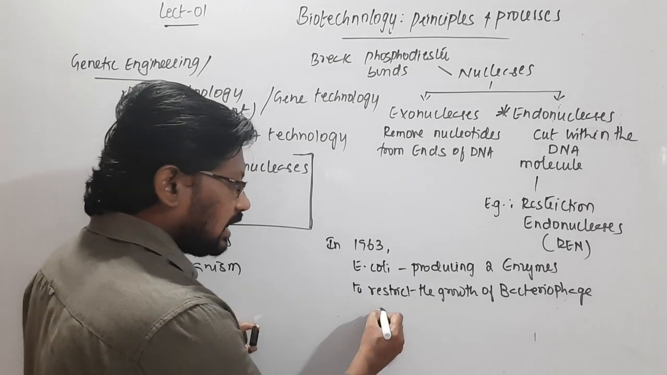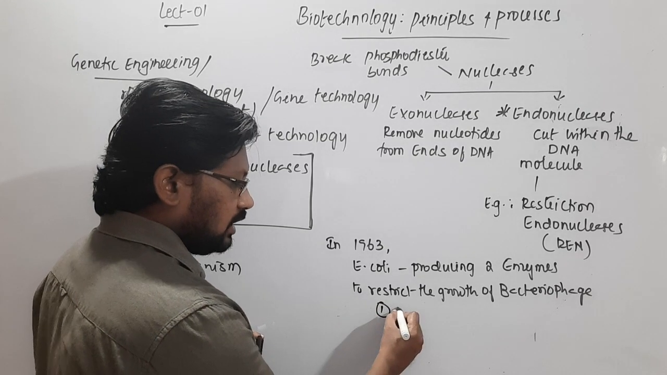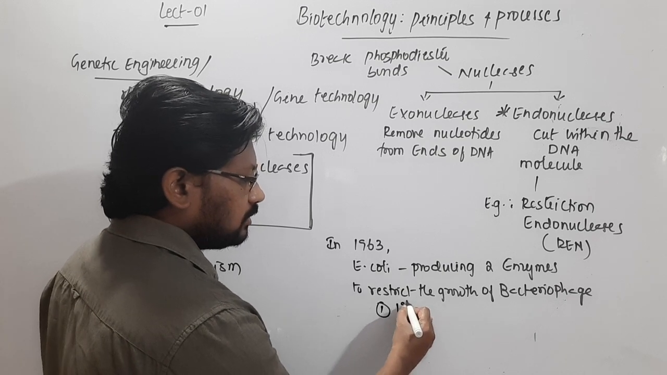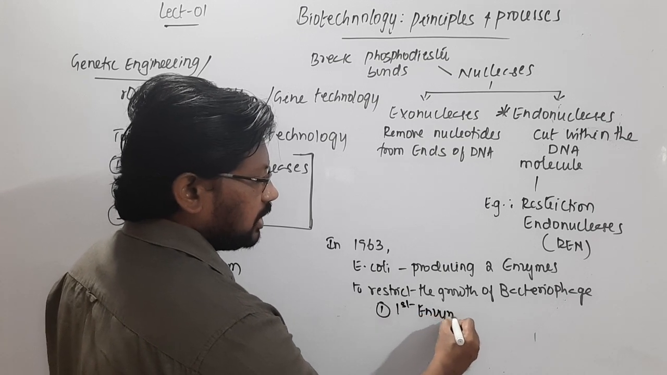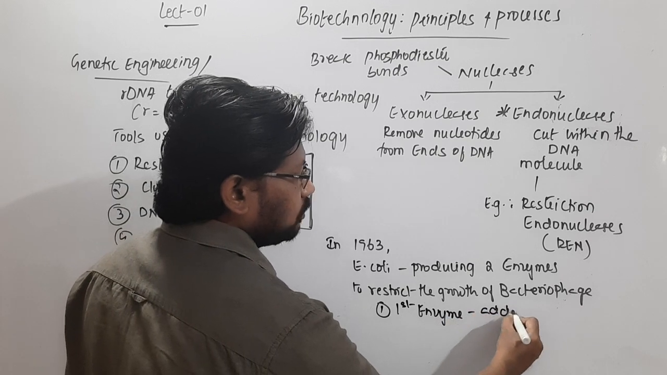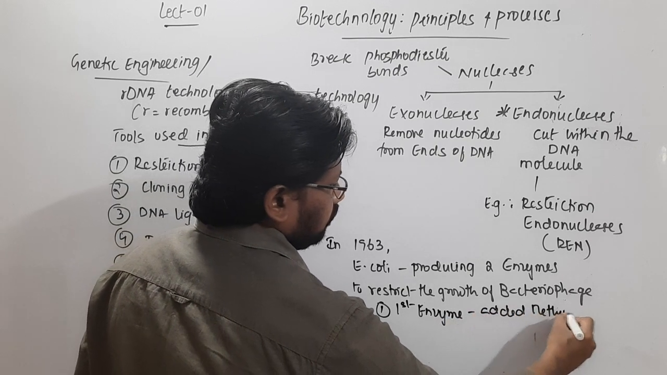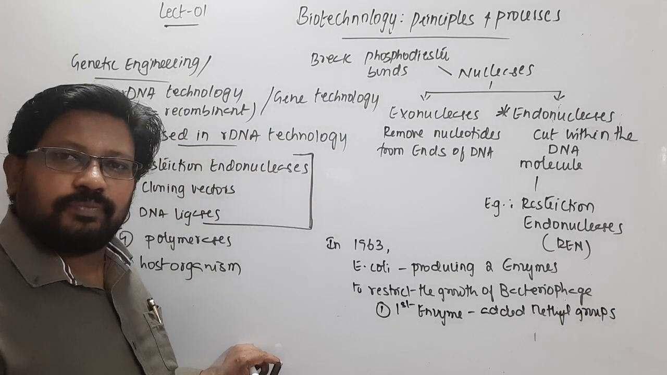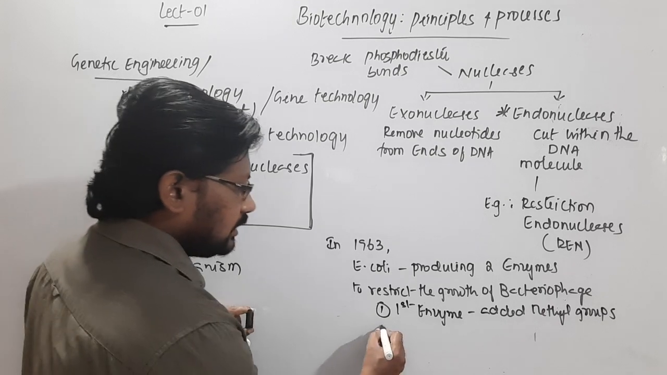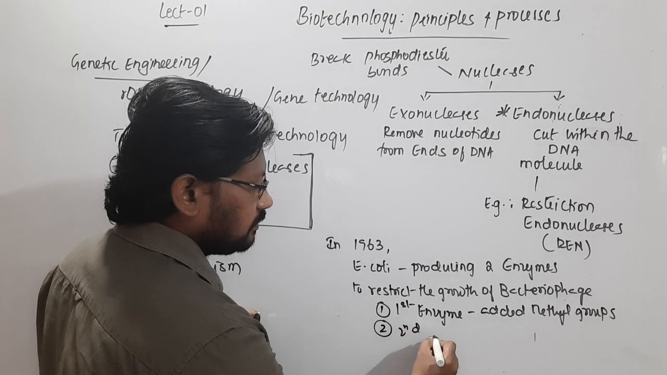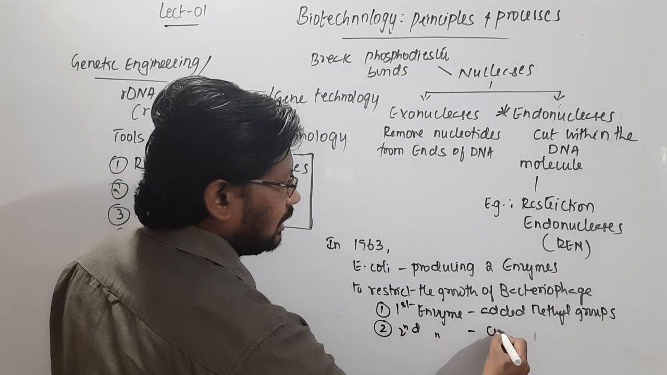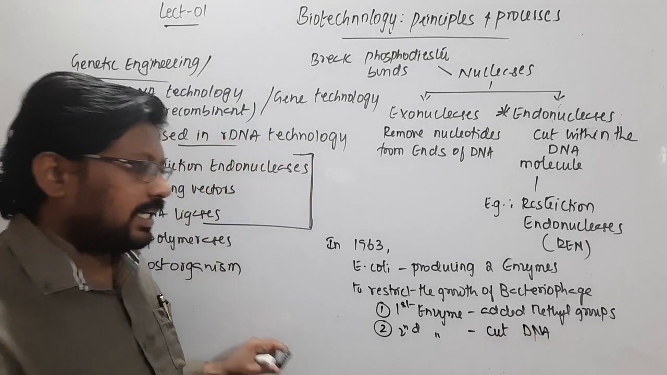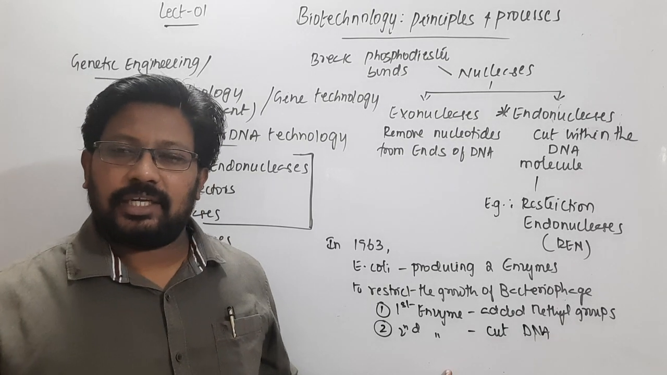Suppose this is the first enzyme: it adds methyl groups. And the second enzyme is used to cut the DNA.